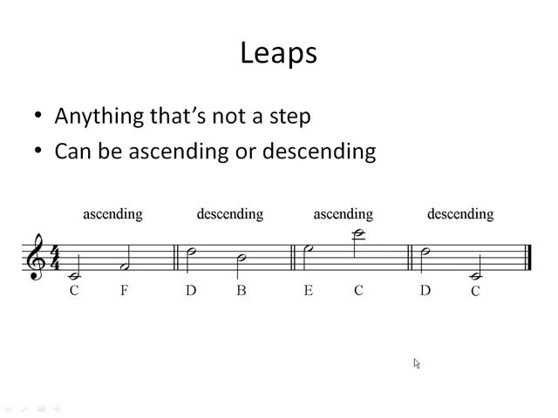Leaps are easy to define. Anything that is not a step is considered a leap. Leaps can also ascend or descend. Below are a few examples of leaps. Note in particular the last example, D and C. They're adjacent letter names, but they're not on an adjacent line and space. There's more than an octave between them, so that makes this a leap.